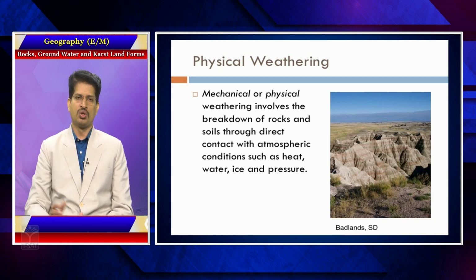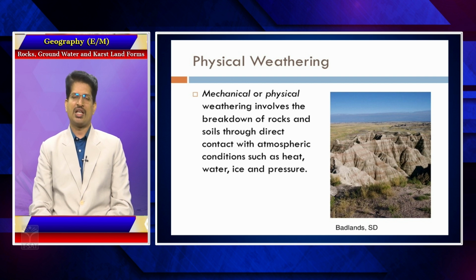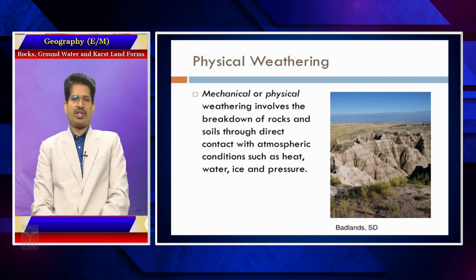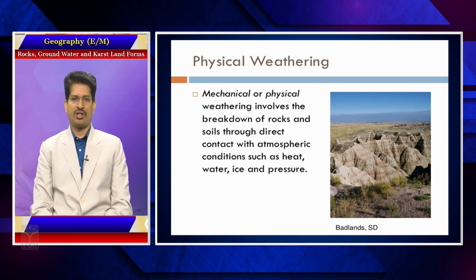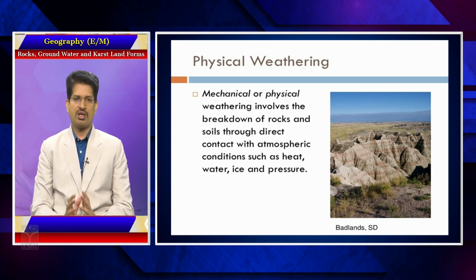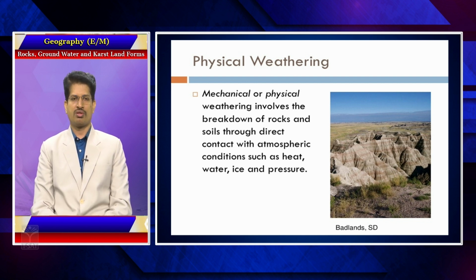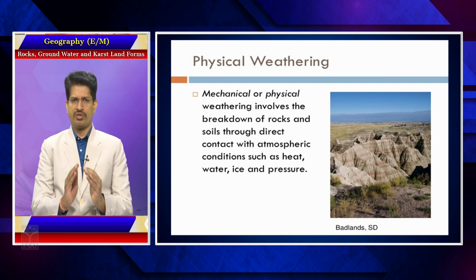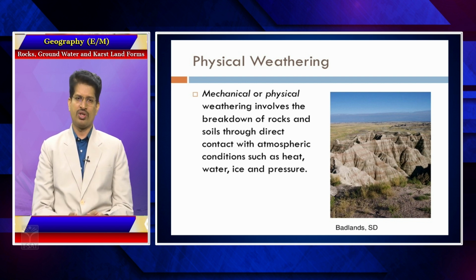So, this weathering and erosion has been classified into physical weathering and chemical weathering. Physical weathering is also known as mechanical weathering. This physical weathering involves the breaking down of rocks and soil through direct contact with atmospheric conditions such as heat, water, ice, and pressure. So, this physical weathering is caused by these factors: heat, water, ice, and pressure.